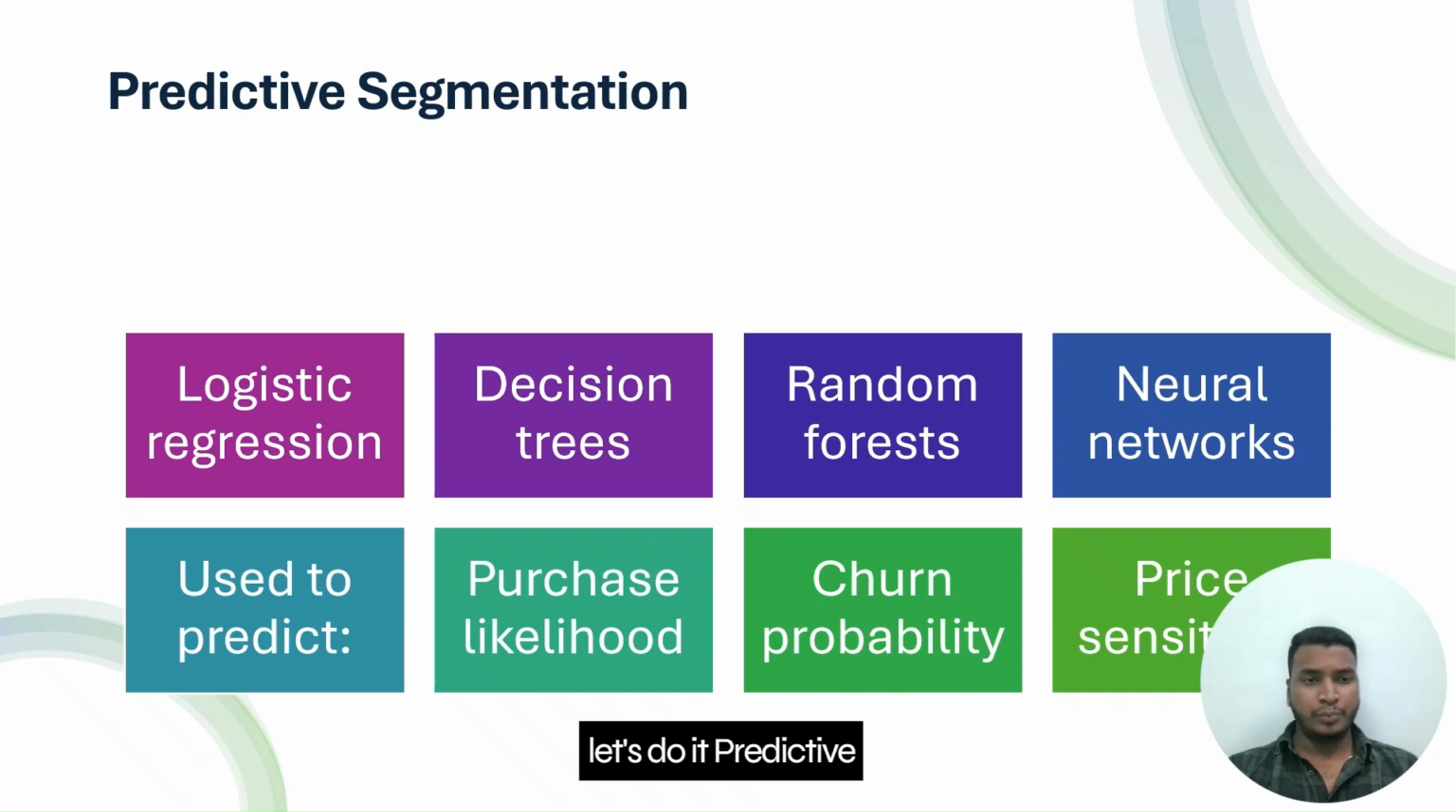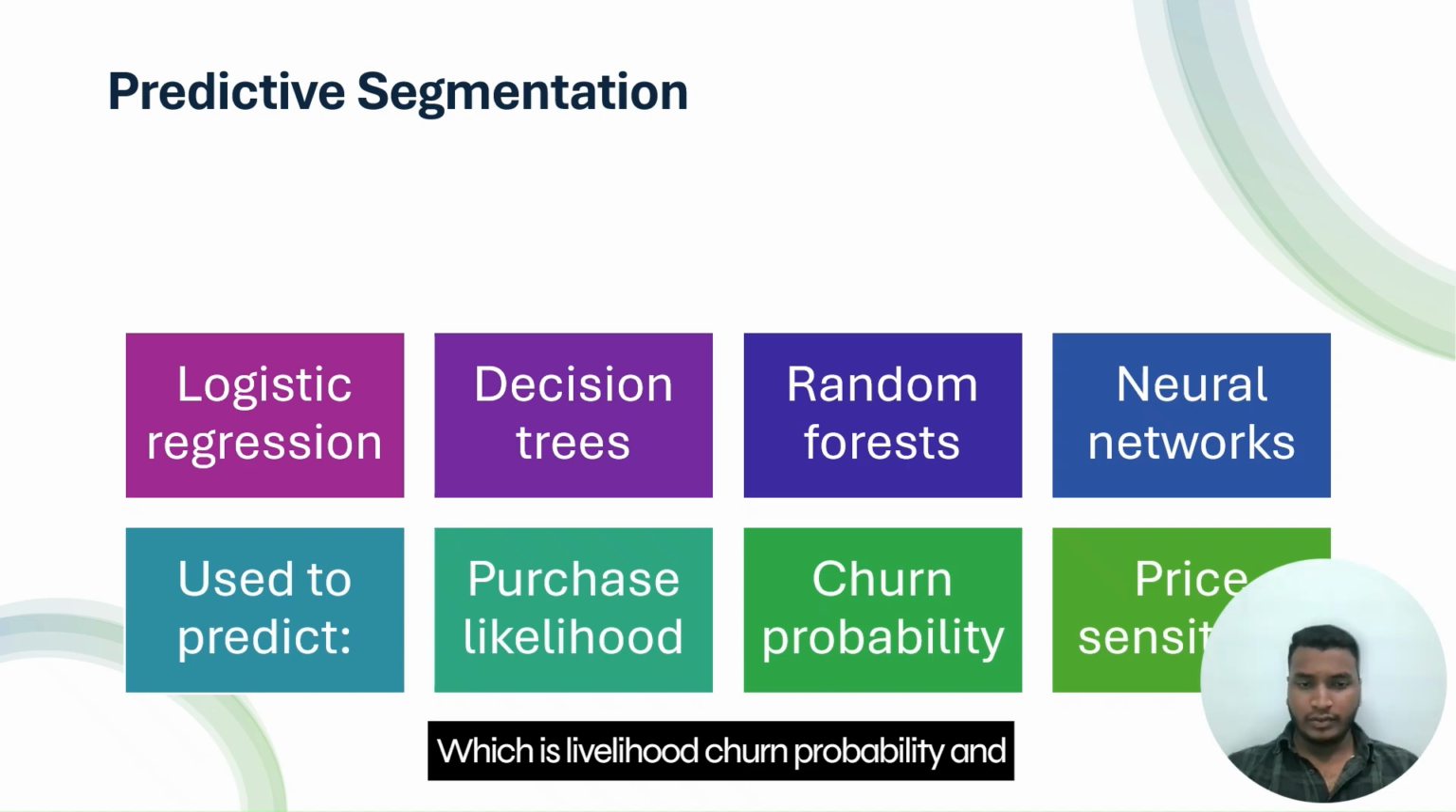Now let's look at predictive segmentation, which uses logistic regression, decision trees, random forests, and neural networks to predict purchase likelihood, churn probability, and price sensitivity.